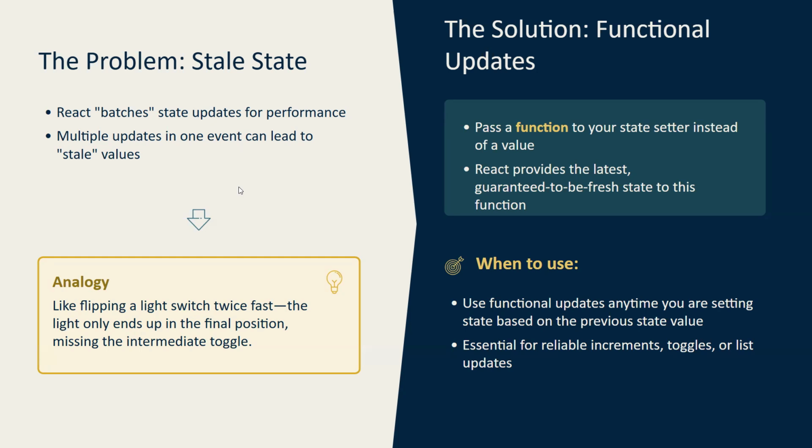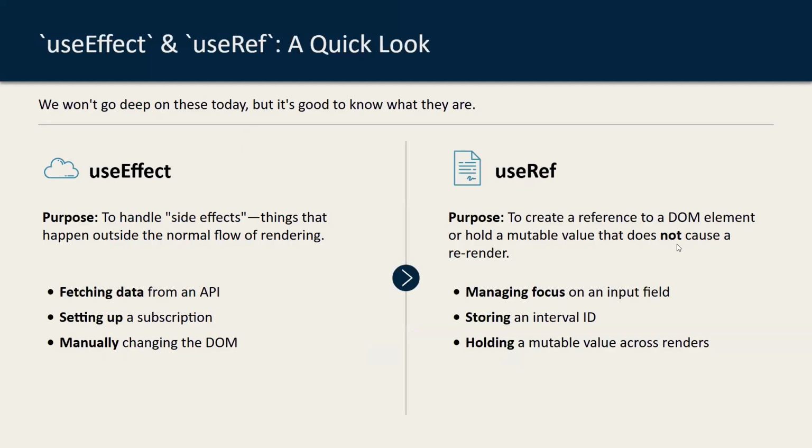So the rule of thumb here is this: anytime your next state depends upon the previous state, use the functional updater. This is especially important for counters, toggles, and list updates. And now let's take a quick look at useEffect and useRef. We won't be going into these as deeply, because these are concepts for later sessions, but I feel it would be a good idea to know what they are.